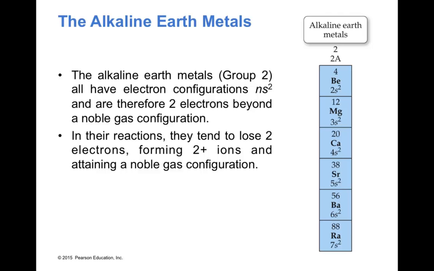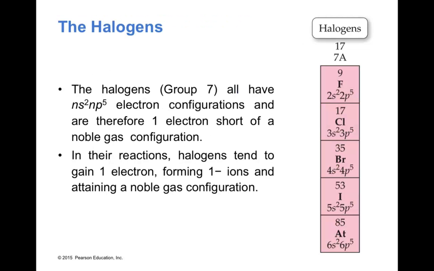So if you're neutral and you lose 2 negative charges, you will have now an ion with a 2 positive charge, a cation with a 2 positive charge.